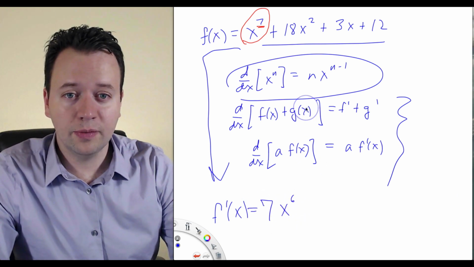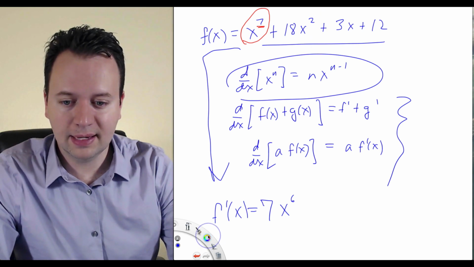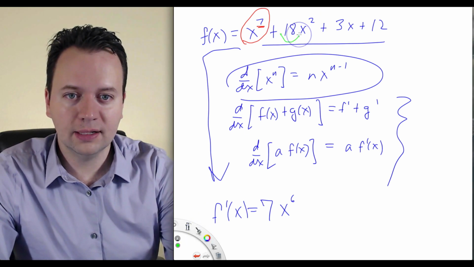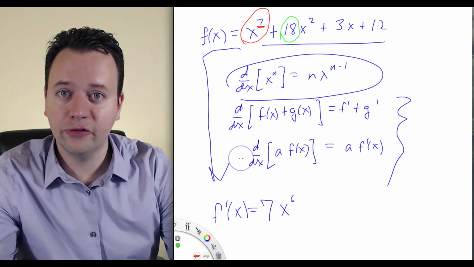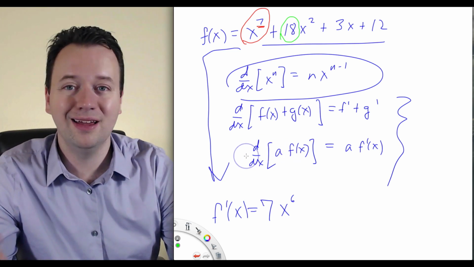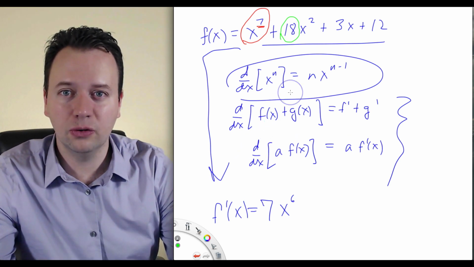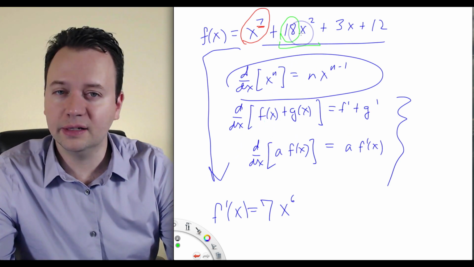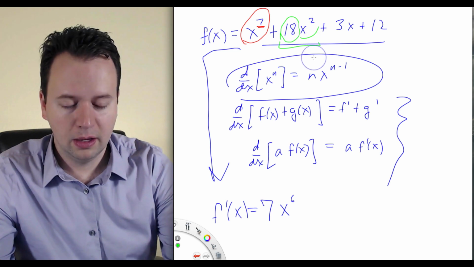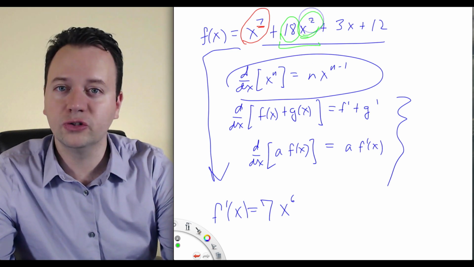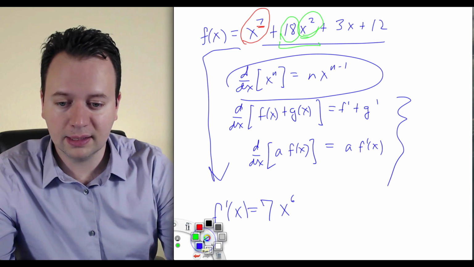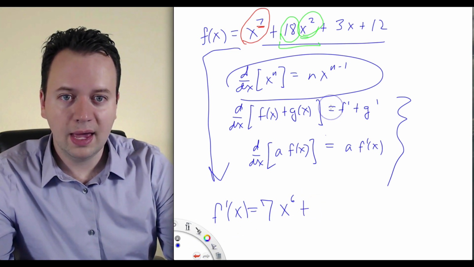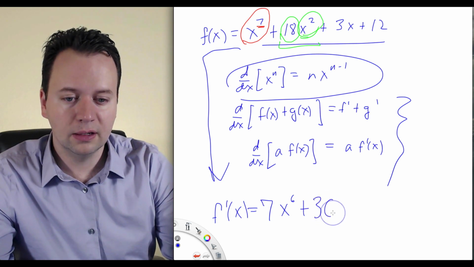The next term is 18x squared. Now the 18 is a constant, so because of the second rule, the 18 can move either side of the derivative at once. So we can basically just ignore the 18 when we take the derivative of this term. So basically we're just looking at x squared. So the derivative of x squared is 2 times x, and we multiply the 2 by the 18. So the 18 just gets carried along for the ride. So 18 times 2 is 36, so we get 36x.